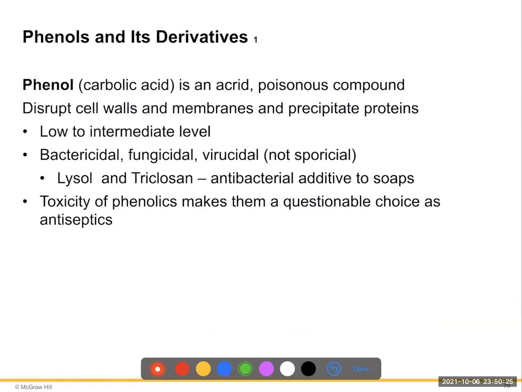Okay. Phenol is an acrid, poisonous compound. Phenol is a benzene ring. When you talk about benzene in chemistry, benzene is a 6-membered carbon ring with alternating double bonds. That's what it looks like. And then it has one edge with an OH group, or alcohol group. That's a phenol.